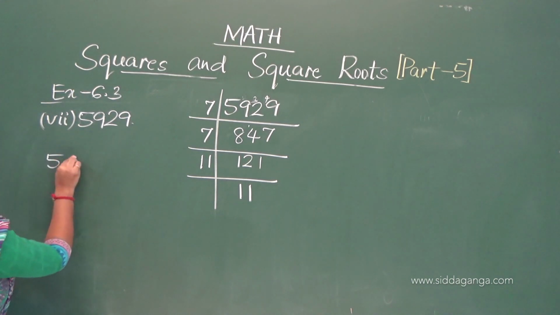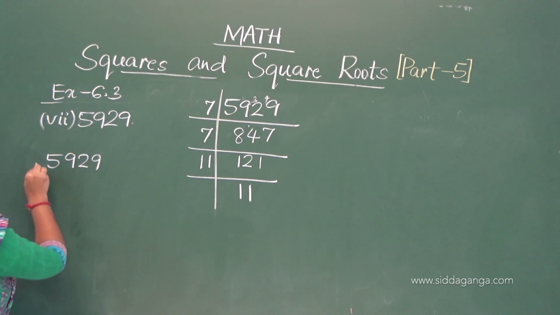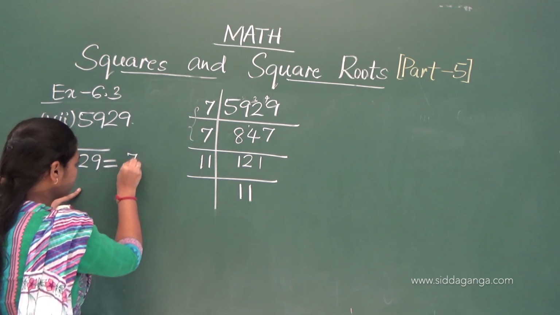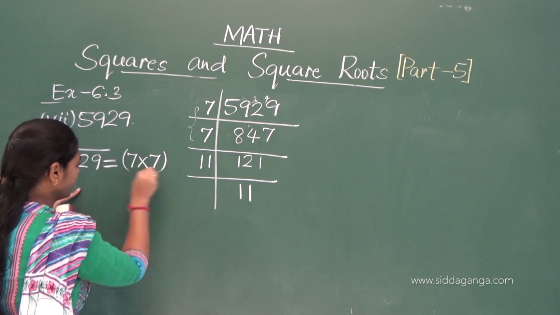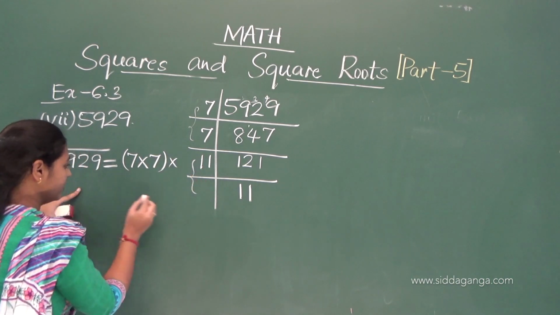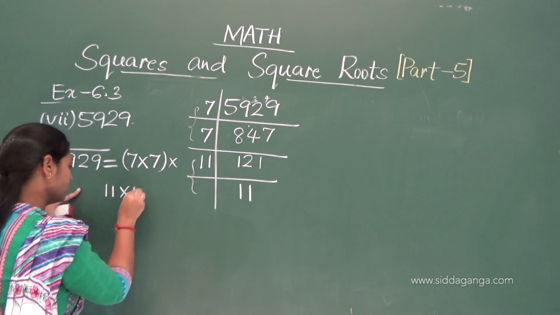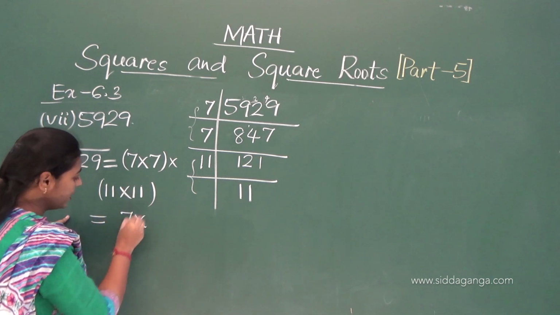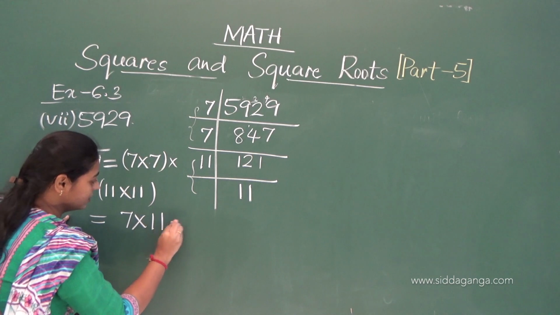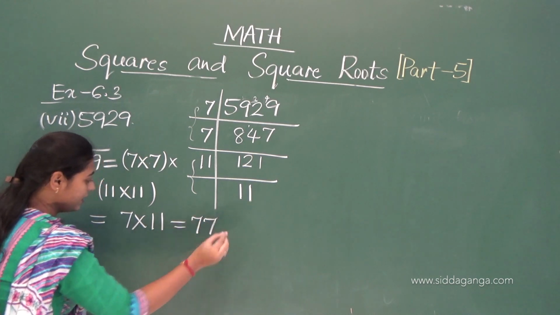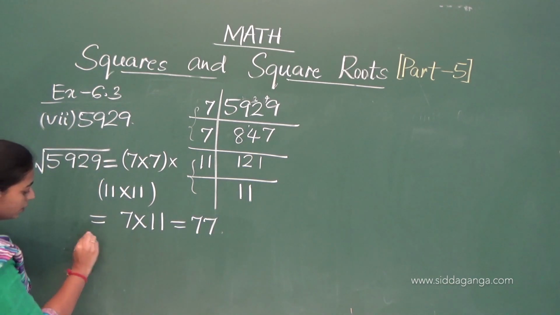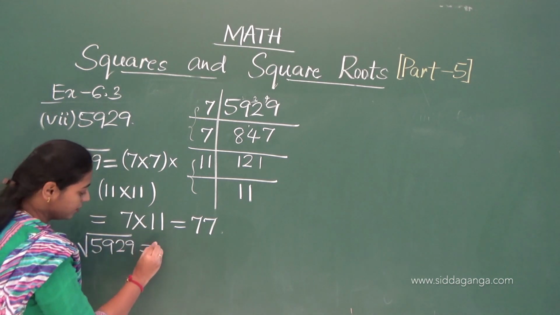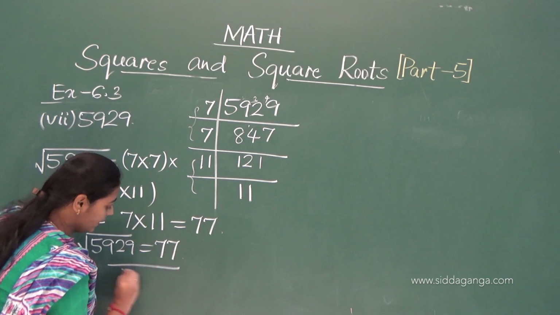Therefore, root of 5929 is equal to 7 into 7 into 11 into 11. Next, take out one factor from each of these pairs: 7 into 11, that is equal to 77. Therefore, root of 5929 is equal to 77.